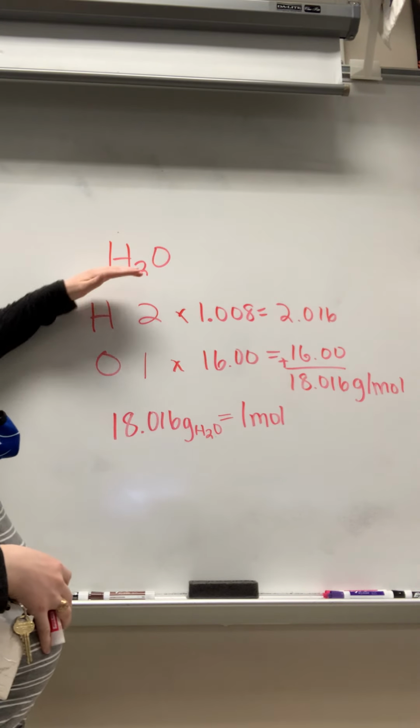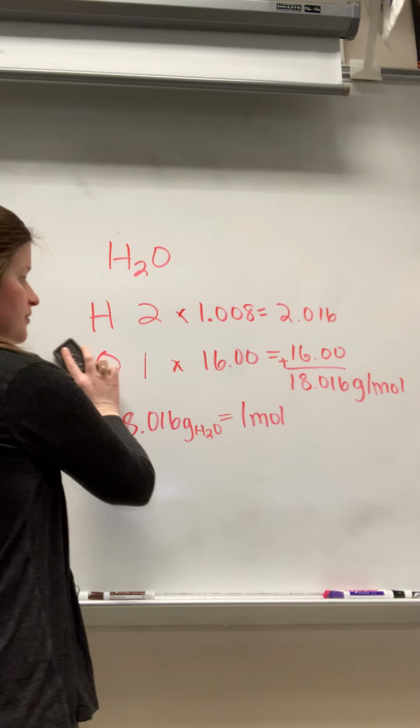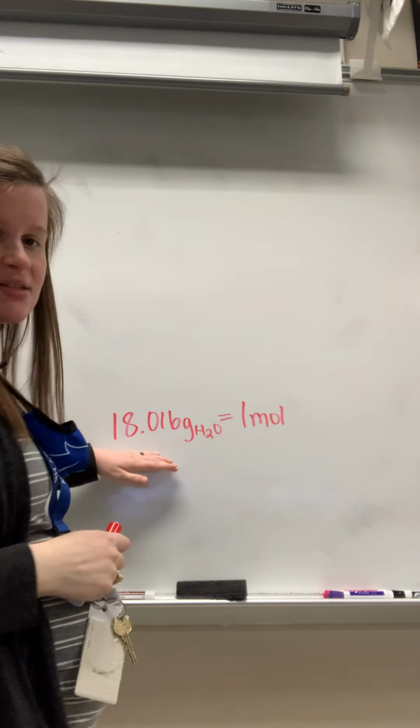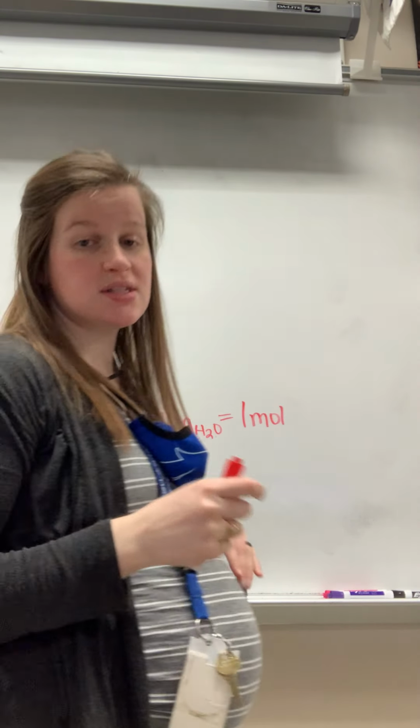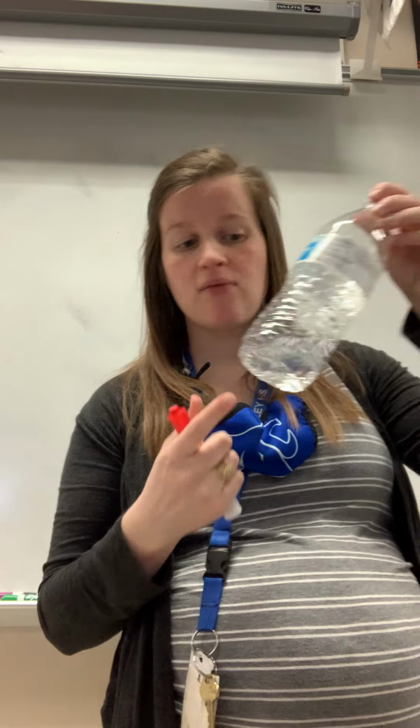So, molar mass. I'm going to erase that stuff so we have it down here. Water's molar mass is 18.016 grams per mole. So that means if I have 18.016 grams of water, so I have water right here.